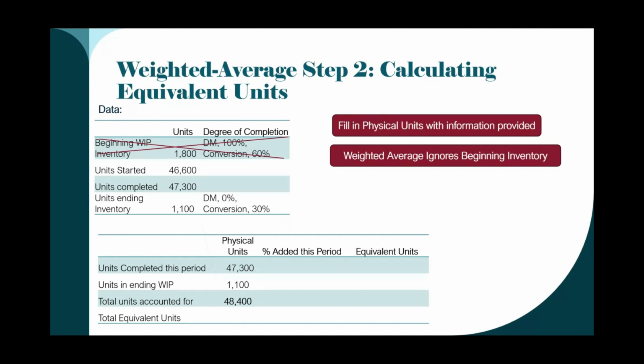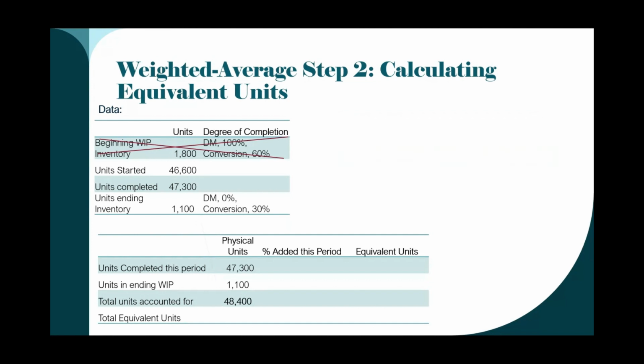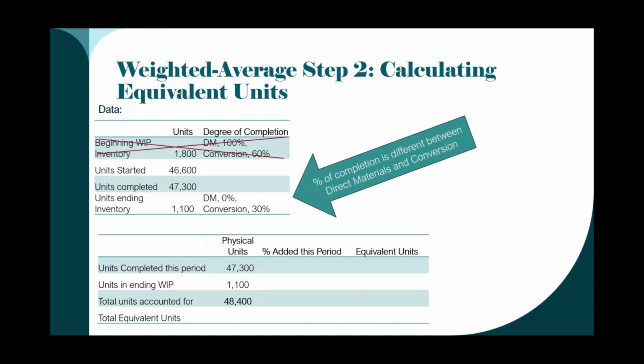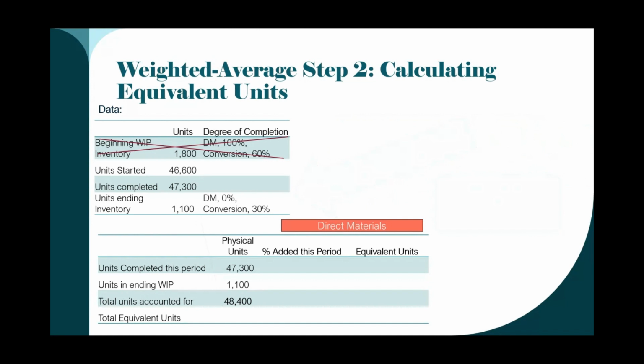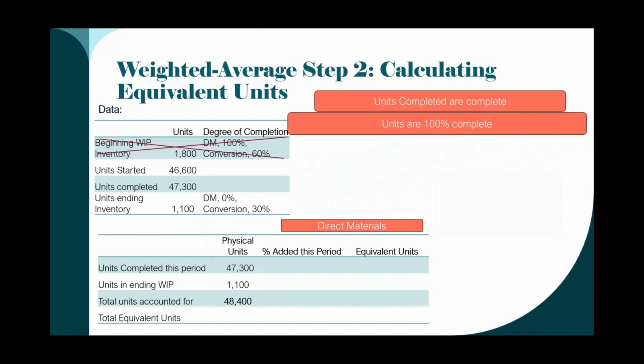Next, we need to look at how much was completed. So notice our degree of completion is different between our direct materials and our conversion costs. For this reason, we have to calculate separate equivalent units for direct materials and for conversion. So let's start with direct materials. When we look at our table, again, we have our units completed. Those units are 100% done because they're complete. So therefore, in our table, we can put 100%.